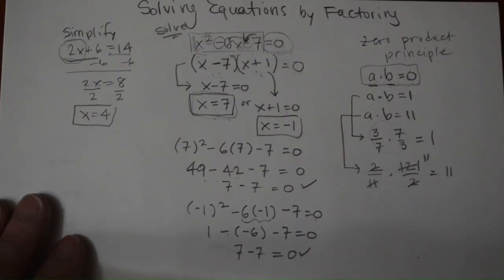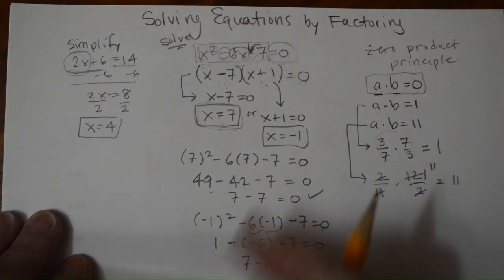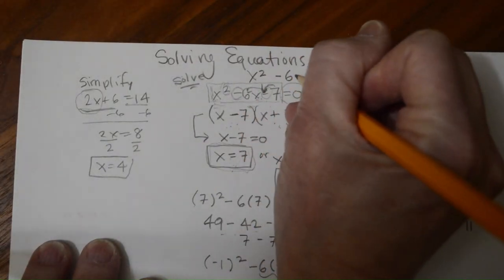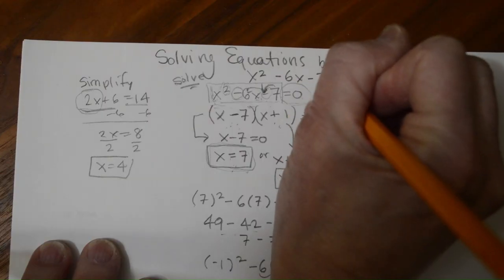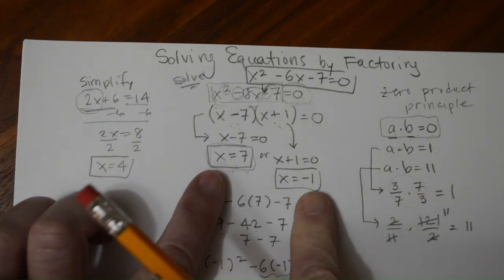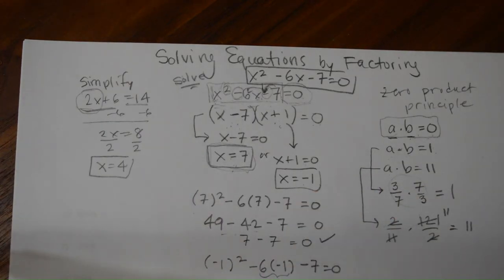All right, so we've got these 2 solutions that solve that equation. Again, I've written over it enough. Let me write it again here without all my handwriting. X squared minus 6x minus 7 equals 0. That was our original equation, and these two are the solutions that go along with it.